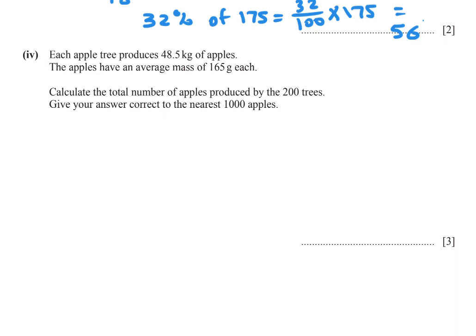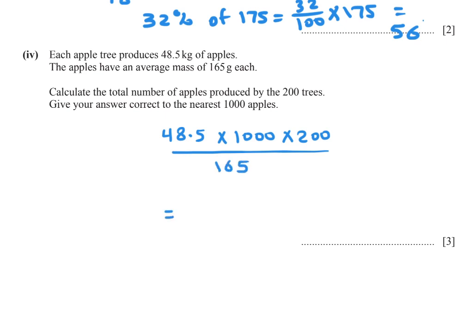Now to find the number of apples. Each apple tree produces 48.5 kg. We need to convert to gram, multiply by 1000. And we have 200 trees, so multiply by 200. Then divide by 165 equals 58,787.9. So to the nearest 1000 equals 59,000.